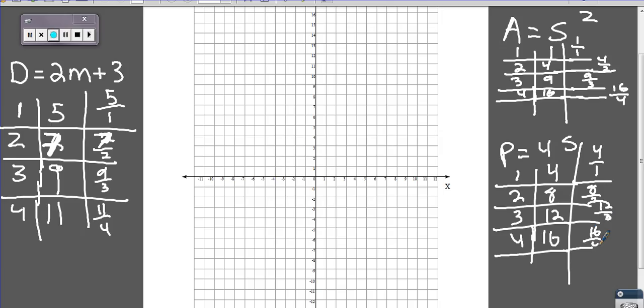We can find that out. 4 to 1, 8 to 2, 12 to 3, 16 to 4. If I reduce all these, what do I get each time? 4. Therefore, this one is direct variation because they're all proportional. I could reduce these down to the exact same number. I could not do that on this one with the area of the square, and I could not do that with the taxi one. It does not all reduce down.